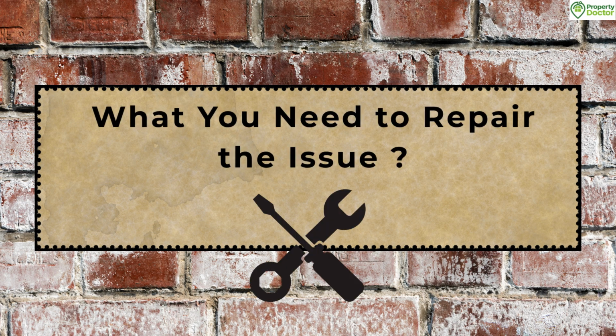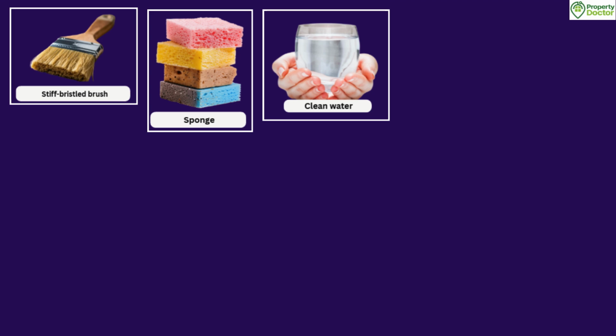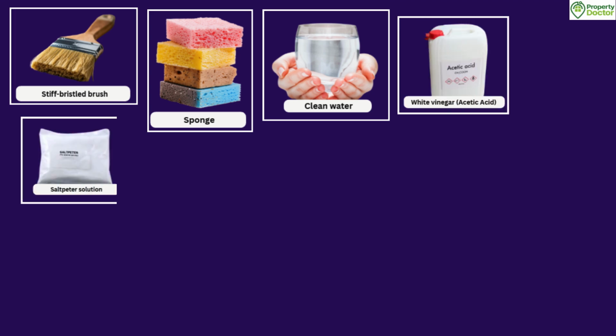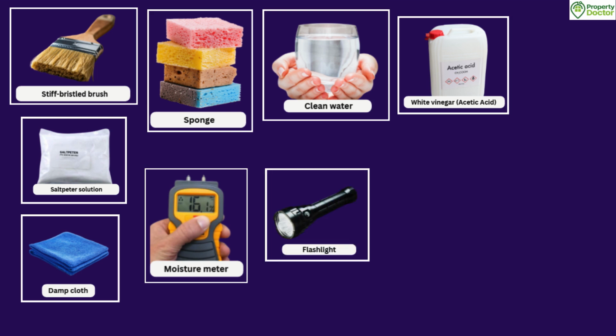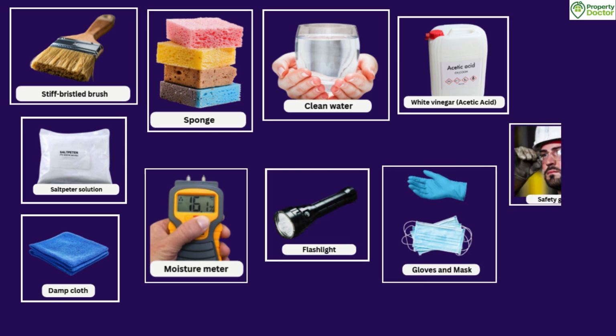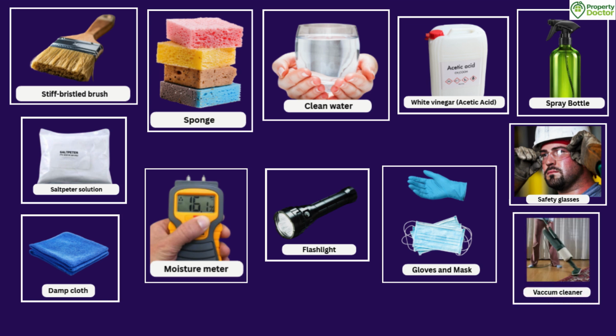What you need to repair the issue. Before starting the repair job, keep these handy. Stiff bristled brush, sponge, clean water, white vinegar or acetic acid, ready-to-use saltpeter solution, damp cloth, moisture meter or flashlight, gloves and mask for safety, safety glasses for safety, an acid-resistant spray bottle, and a wet vacuum or vacuum cleaner, which is optional.